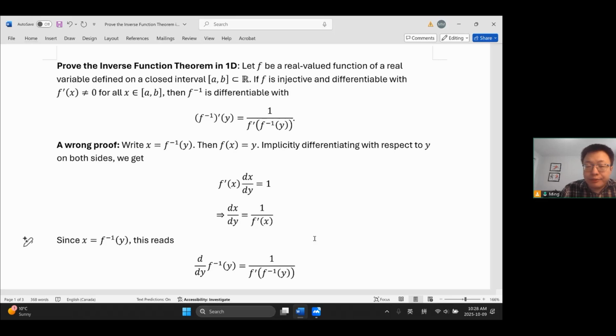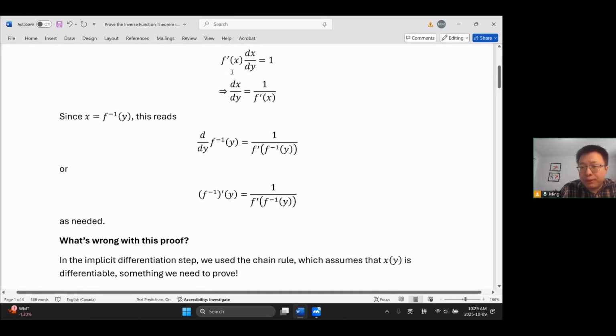Let's look at why. The proof is wrong because in the implicit differentiation step, that is f prime of x times dx over dy equals 1, we have used the chain rule. And the chain rule rests on the assumption that the function x of y, aka the inverse function, is differentiable. But this is something that we wanted to prove, so there is circular reasoning going on here.